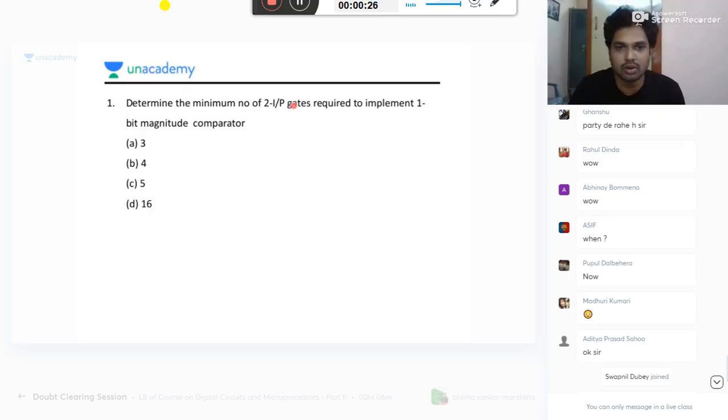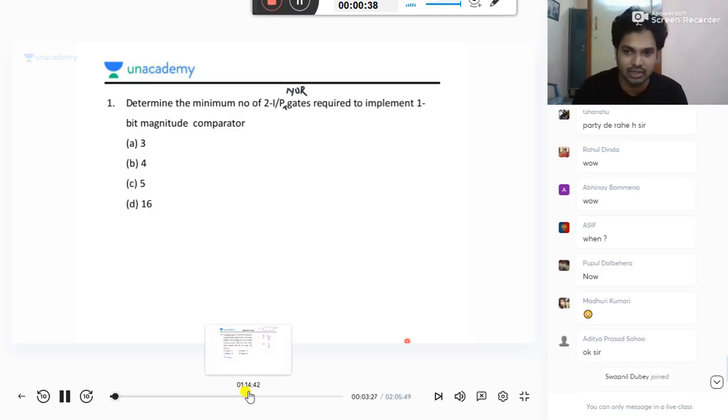Determine the minimum number of 2-input NOR gates required to implement 1-bit magnitude comparator. I am starting the poll. I will give you sufficient time. If it is a 1-mark question, 1 minute. If it is a 2 marks question, I will give you 2 to 3 minutes of time. So let's start.